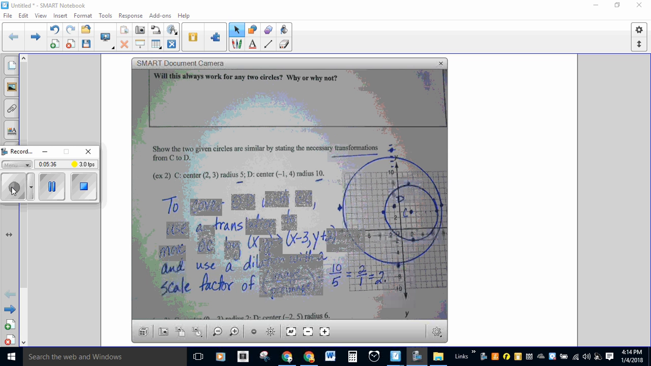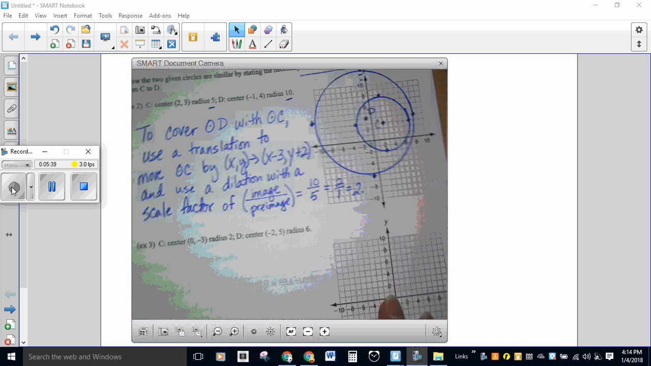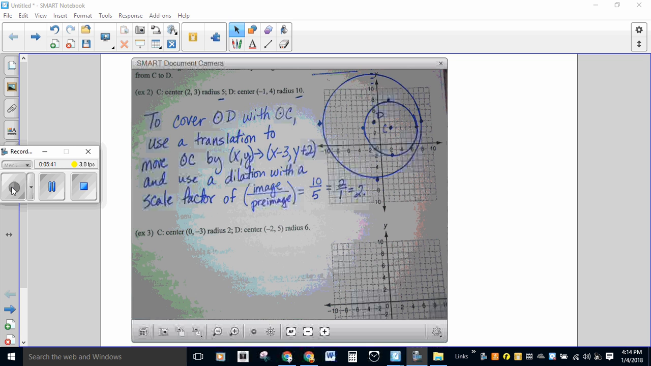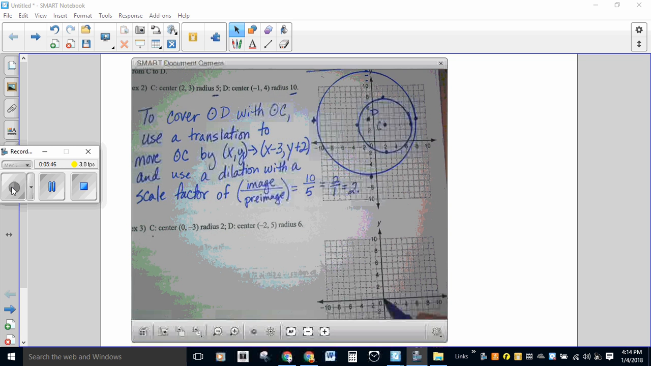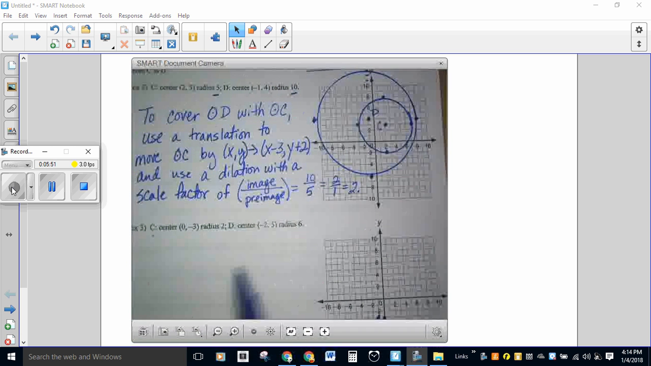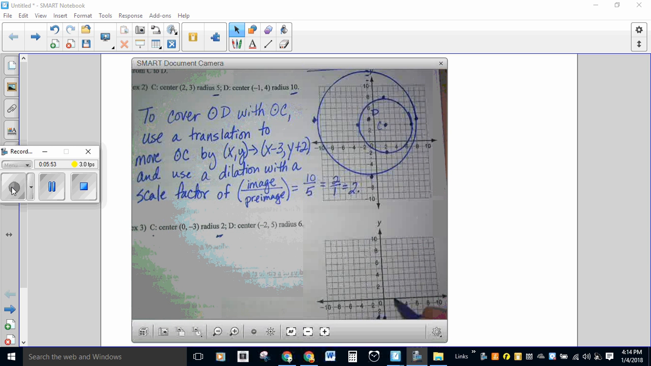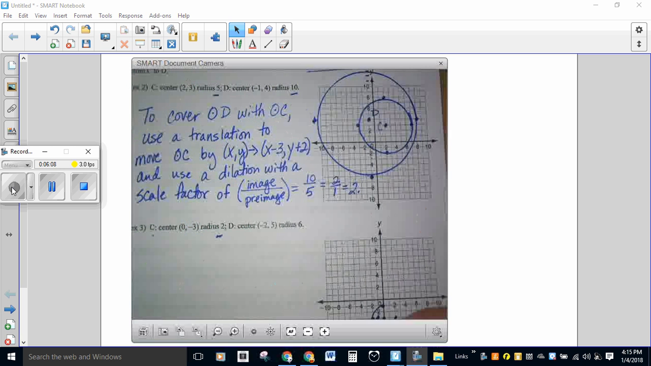Now, moving to number 3, we're going to do the same thing. We're going to plot circle C. Its center is at 0, -3, so we're at 0 and we go down 1, 2, 3. Label that as C. Its radius is only 2, so it's a very small circle. So you go 2 to the right, 2 up, 2 to the left, and 2 down. Unfortunately, that's a very small circle, so I'm just going to sketch it by putting it together.